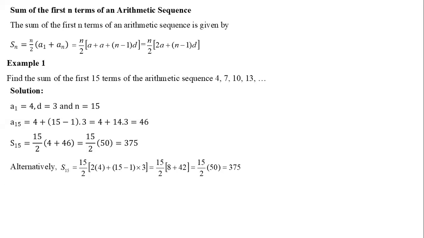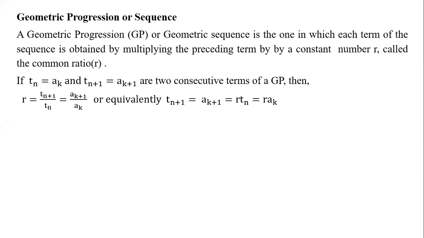We are now moving to geometric progression, GP. We call it geometric progression or geometric sequence. A geometric progression is one in which each of the terms is obtained by multiplying the preceding term by a constant, and this is called the ratio. Do you now see the difference between arithmetic progression and geometric progression?